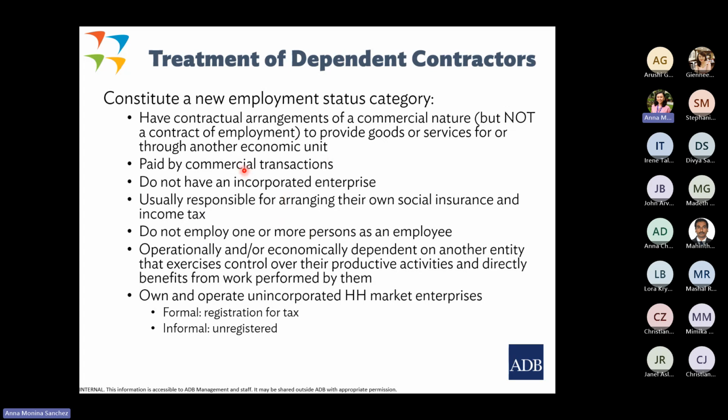So they are paid by commercial transactions. They do not have an incorporated enterprise. They are usually responsible for arranging their own social insurance and income tax, and they do not employ one or more persons as an employee. Operationally and or economically, they are dependent on another entity that exercises control over their productive activities and directly benefits from work performed for them. They may own or operate unincorporated household market enterprises. So again, they do not have any incorporated enterprise, but may own and operate unincorporated household market enterprises.